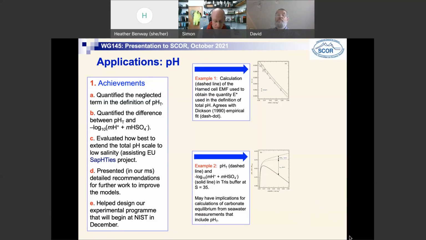And the models have also been very helpful in designing our experimental program, which will begin at NIST in December of this year. The second example on this slide shows, first, the defined total pH of a salinity 35 artificial seawater for a range of buffer molalities on the x-axis. This is the uppermost dashed line. The solid line below it shows, for the first time, the true hydrogen ion concentration in the buffer. The difference between the two is due to assumptions in the definition of the scale. Next slide.